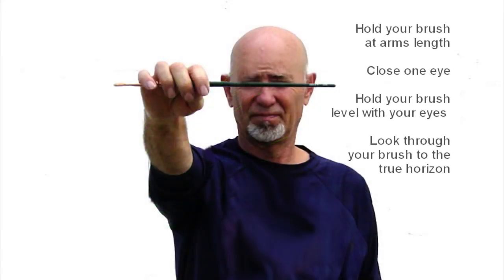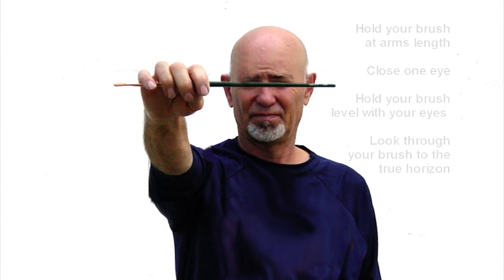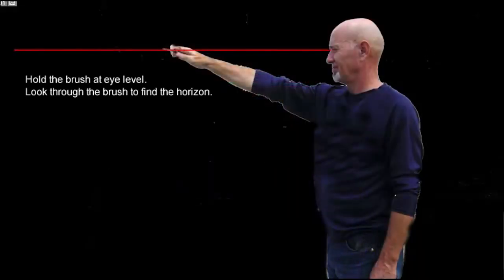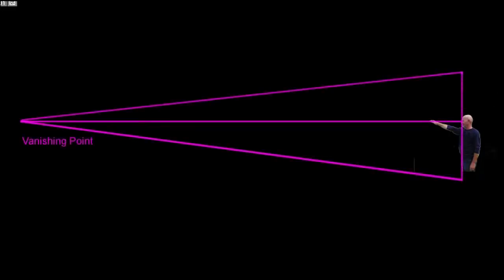To determine the horizon line, hold your brush at arm's length, close one eye, hold your brush level, don't go higher and don't go lower. Hold it at eye level and look through the brush, and you'll see the horizon line, the true horizon line. Sometimes the visible horizon line will hide the true horizon line, but the true horizon line will be right through your brush. So here's the concept from a distance. I'm looking through my brush into the distance, and there's the vanishing point, and these green lines would represent something like trees or people as the distance increases from the viewer to the vanishing point.